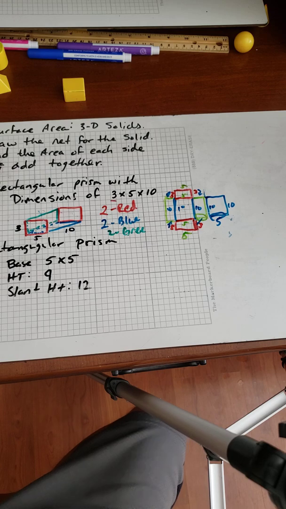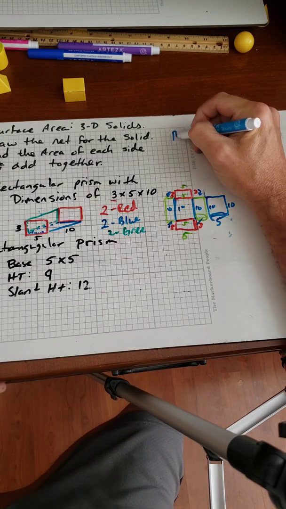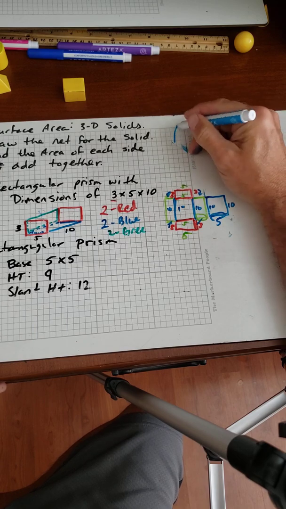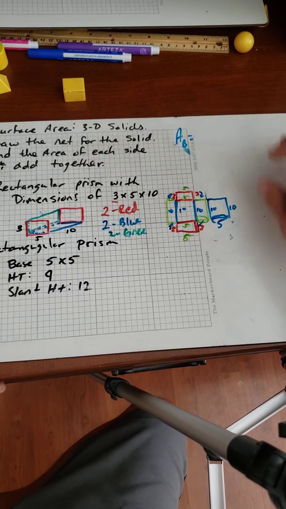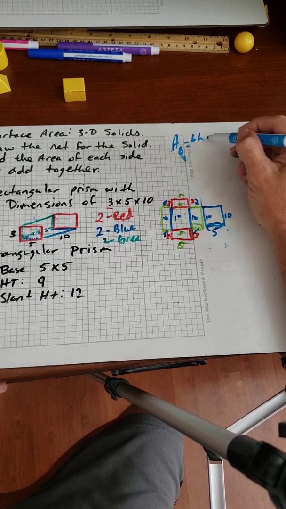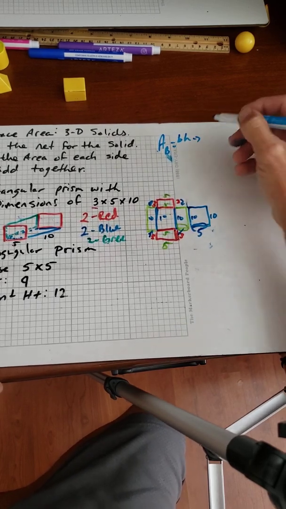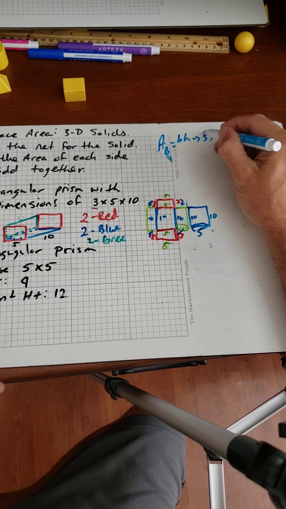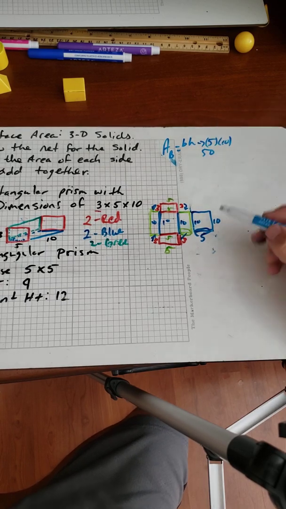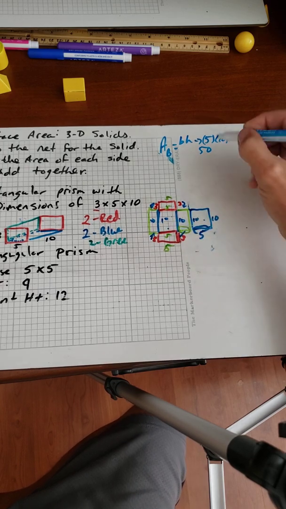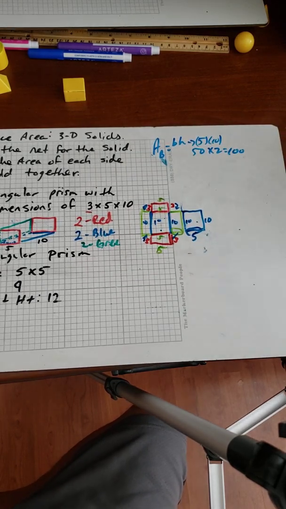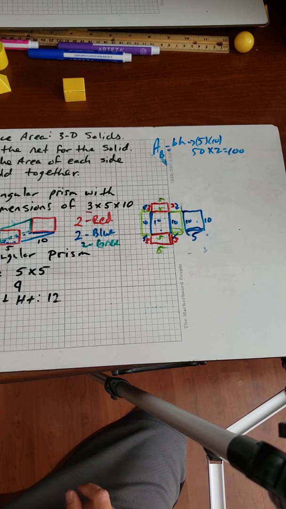So for my blue shape, blue, I'm gonna do it like this. So the area of the blue is equal to base times height. And my base is 5 and my height is 10. So the total area is 50. And then I have 2 of those. So I multiply by 2. So I get a surface area of 100 for my blue shapes.